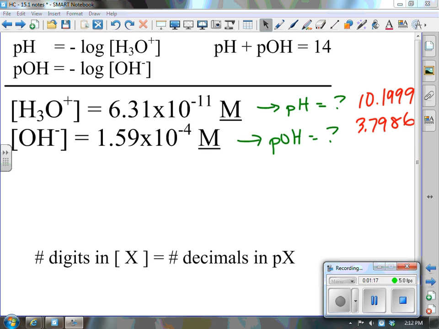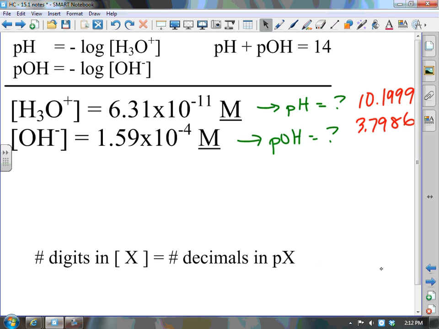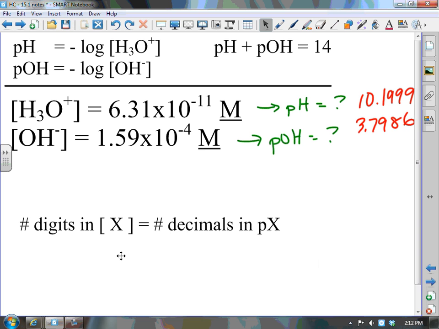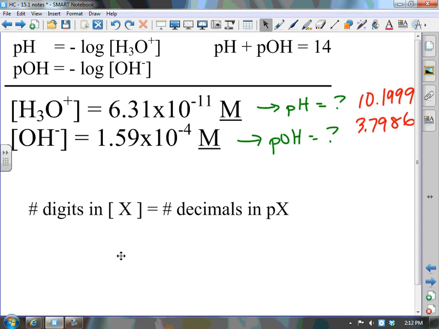3.7986. And now you're probably wondering, all right, how do I do these significant figures? Well, it's a little bit different, but it's still pretty easy to understand. Here's how it is. The number of digits that are in the concentration, in the molarity. So if we look at both of these, it's 3. Then that's how many decimals you can have in that px. So that's how many decimals you can have in pH or pOH.